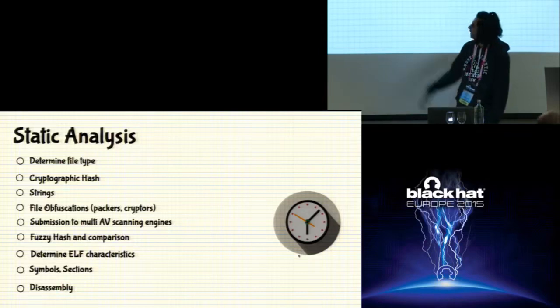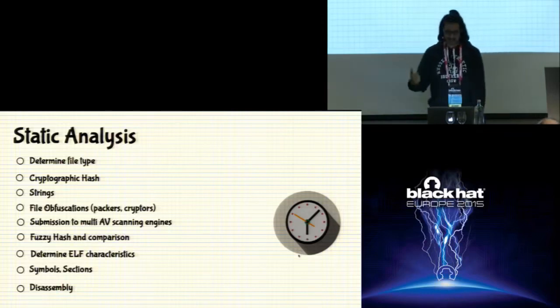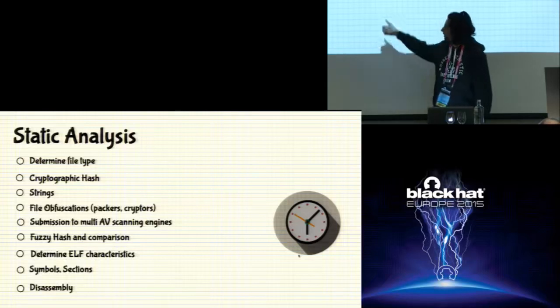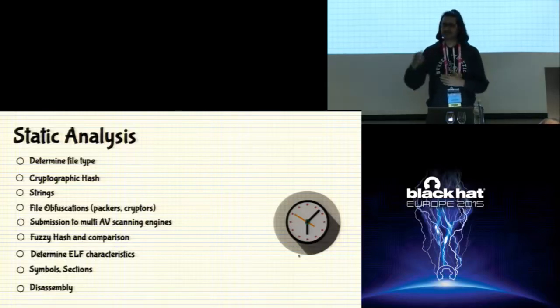Okay. And then you might also want to determine the ELF characteristics, which will give you the metadata of the ELF file. And also symbols and sections can give you some interesting information. Symbols can give you references to interesting function names. Now, if you see a function name like Flutter, you know that probably you're dealing with a DDoS malware.